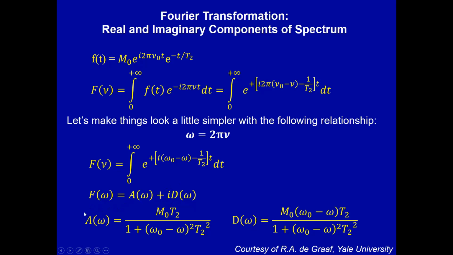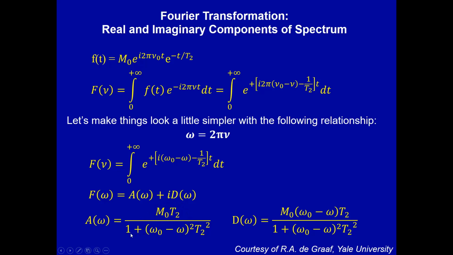The little i here represents the imaginary component of this. So the absorptive component, that's A, as a function of frequency. This is looking across a range of frequencies presented in radians. That's equal to this expression. So M0 is the net magnetization, T2 is the transverse relaxation constant. So this component doesn't change. This numerator does not change as you go across the frequency spread.